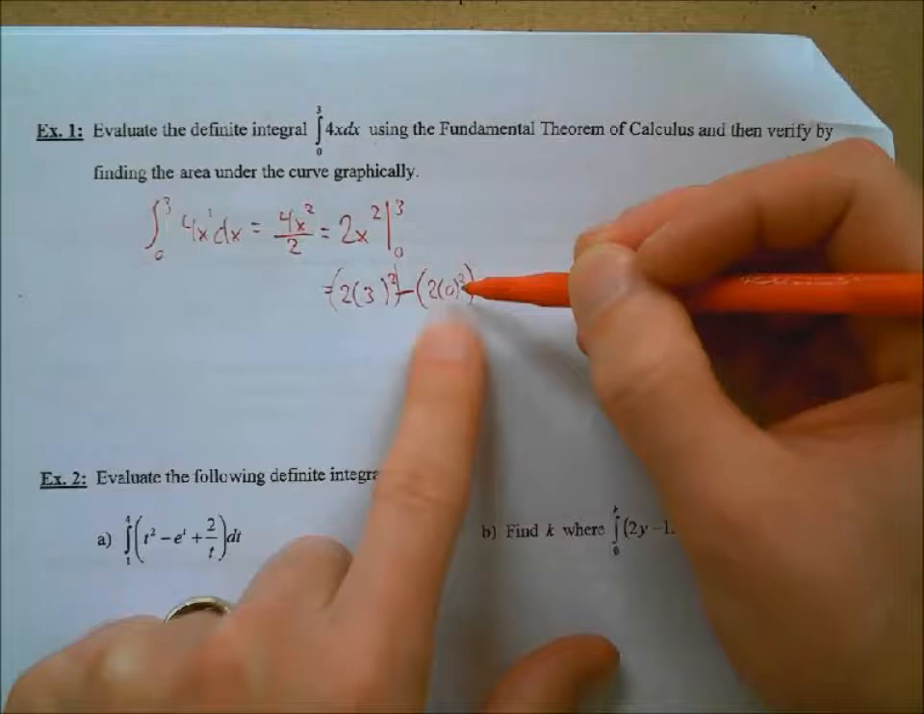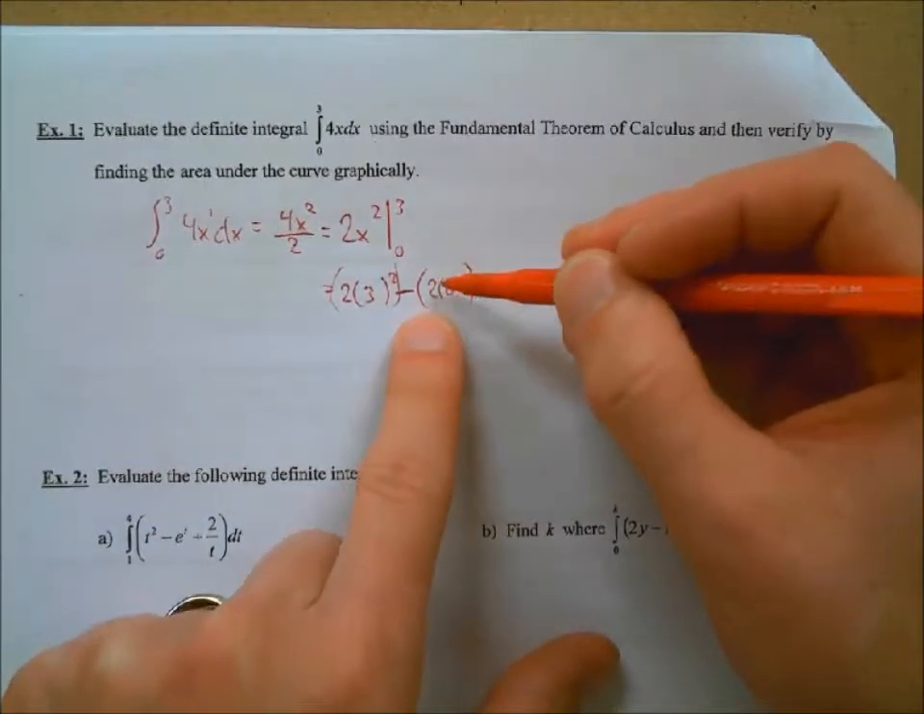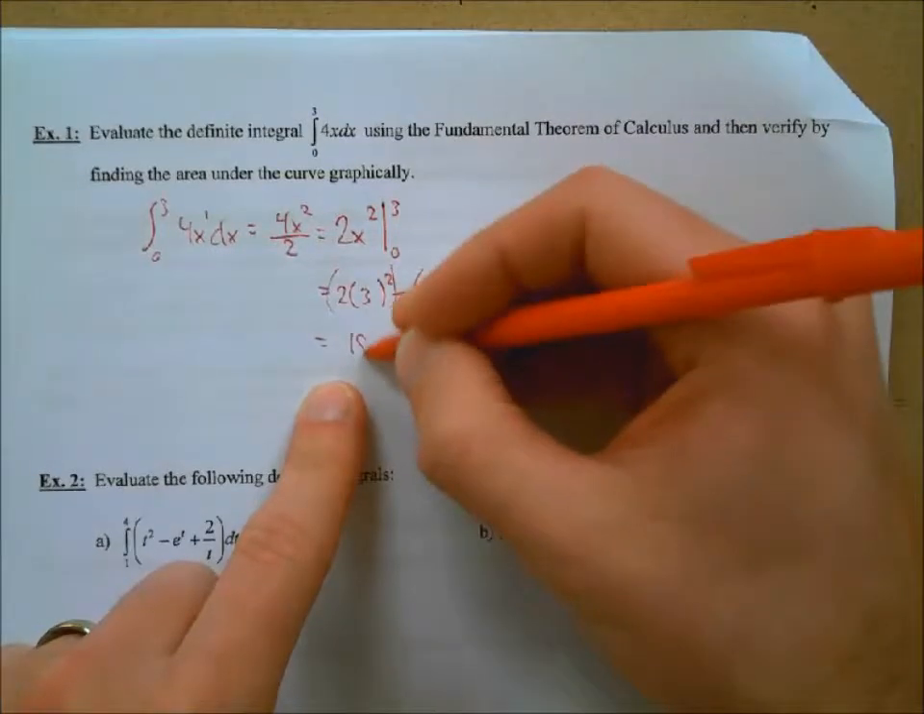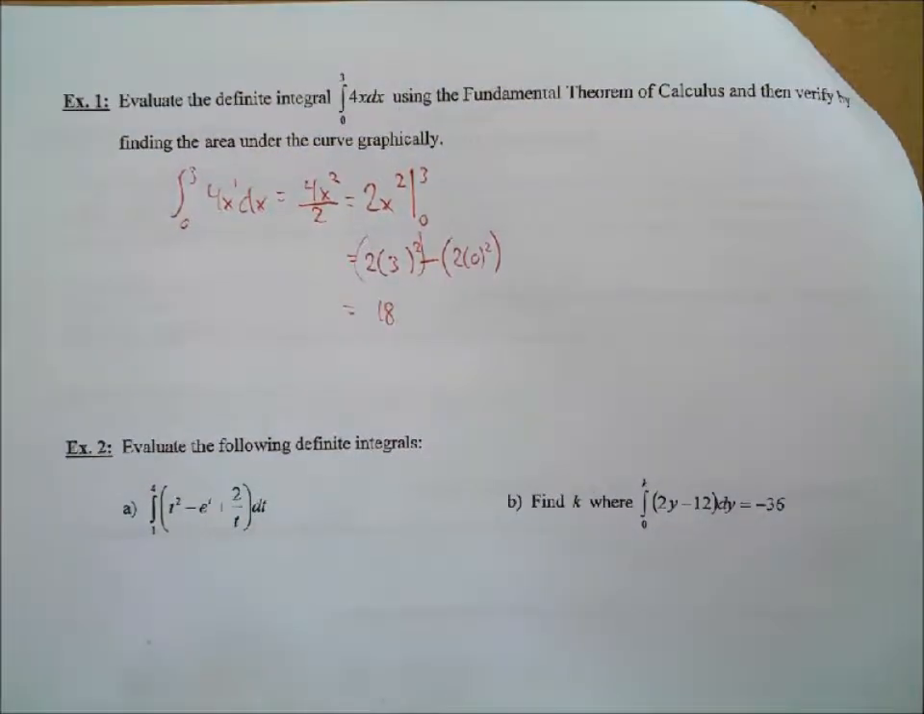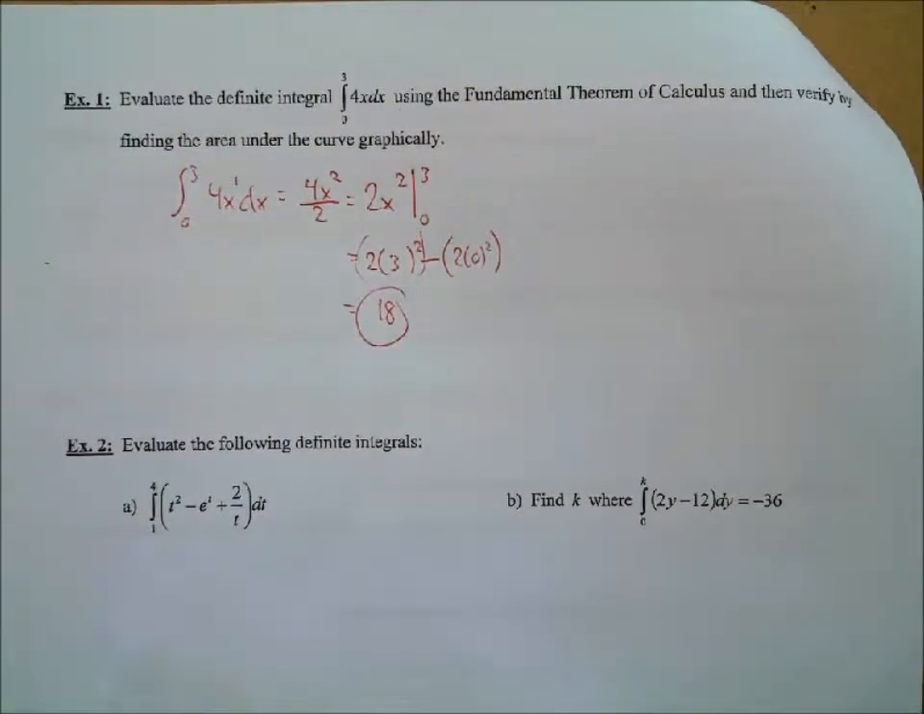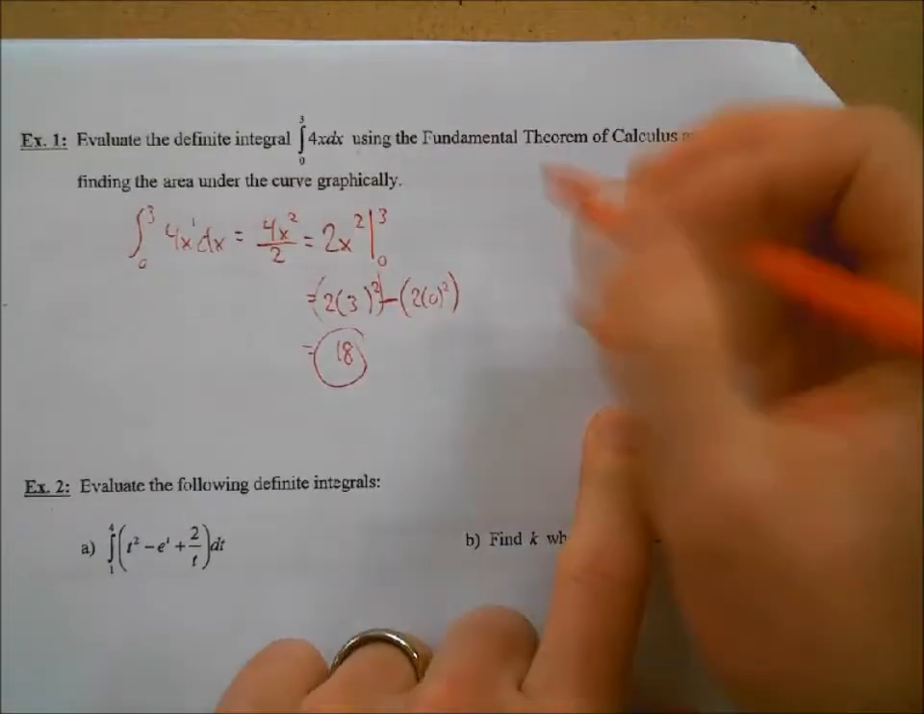In this case, it does. 0 squared is 0 times 2 is 0. So the whole thing cancels out. We have 3 times 3, 9 times 2 is 18. And so there's our answer. This one, though, it was not necessary for us to use the fundamental theorem of calculus.